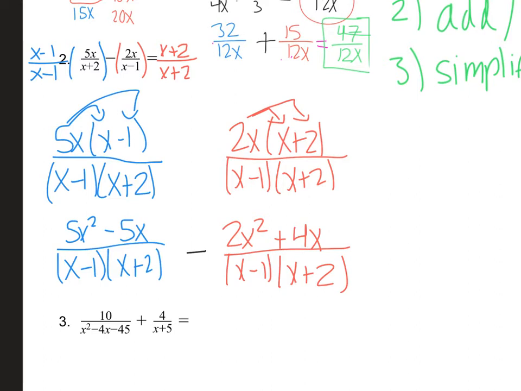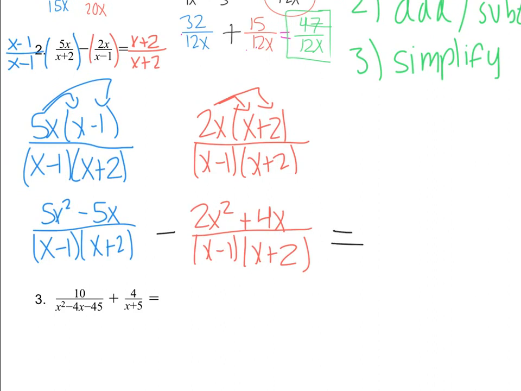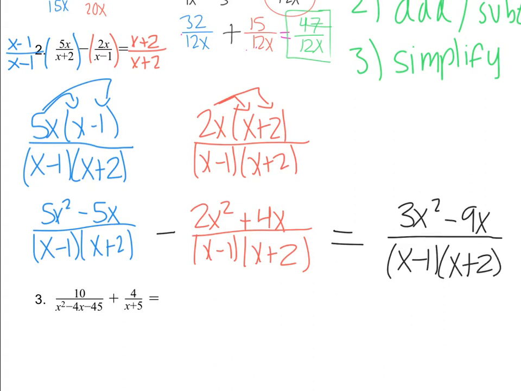So let's stay with black. Now I can subtract like terms. Let's take 5x squared minus 2x squared. That's going to be 3x squared. And then negative 5x minus 4x gives me negative 9x. The denominators will obviously stay the same. And that's going to be perfect, just fine with me.